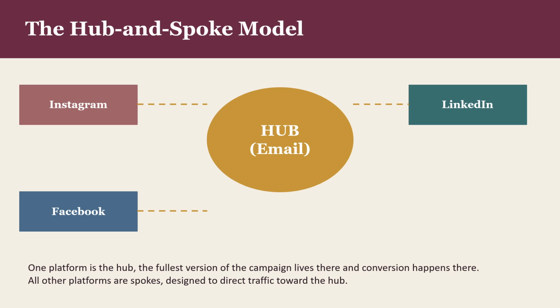The common mistake is treating all platforms as hubs, running the full campaign on every platform with equal investment. This distributes effort without concentrating it. Identify your hub, invest heavily in it, and treat the spokes as feeder systems. If you only have capacity for one platform in a campaign, which is a real constraint that many small arts organizations have, make it email.